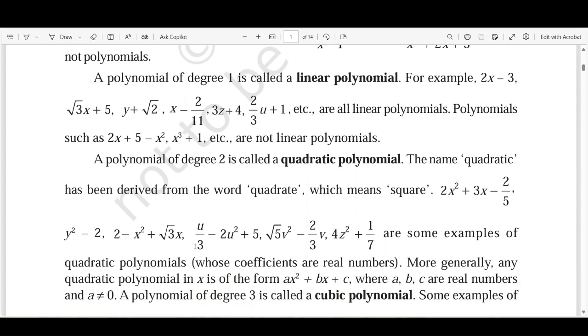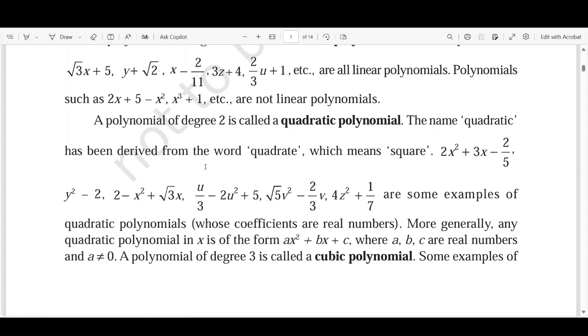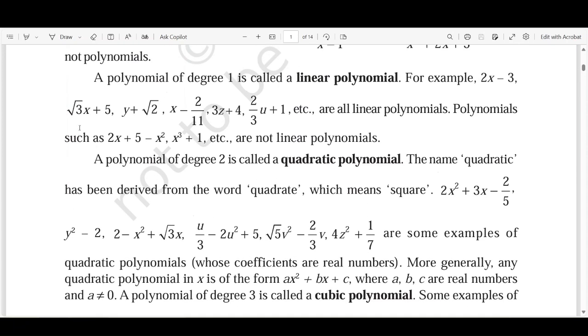So here they have given a few examples. Here the power of the variable x is 2, therefore it's a quadratic polynomial. Similarly here, and the third expression, everything has the degree 2. Therefore, all these polynomials are considered to be quadratic polynomials. And it should be noted that the coefficients of the variables are in general real numbers. So, we need not worry about the coefficients. They can be rational numbers, irrational numbers, whatever they are. We are only concerned about the highest degree of the variable involved in that polynomial, right?